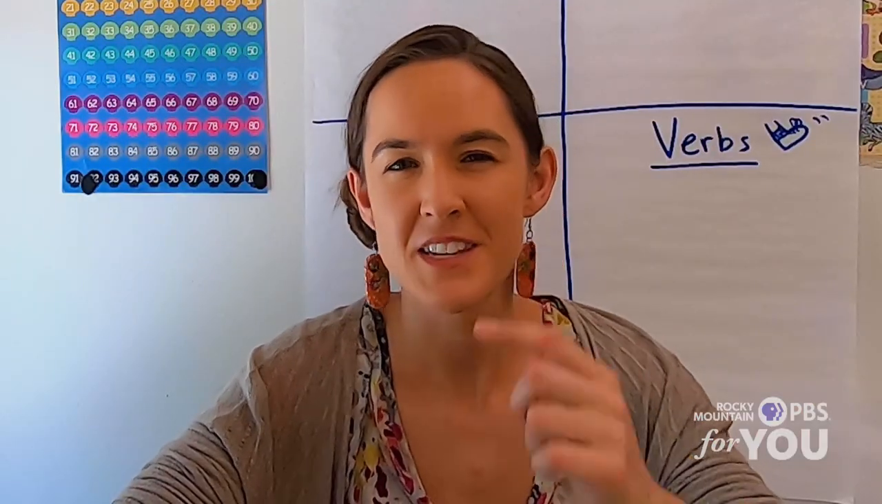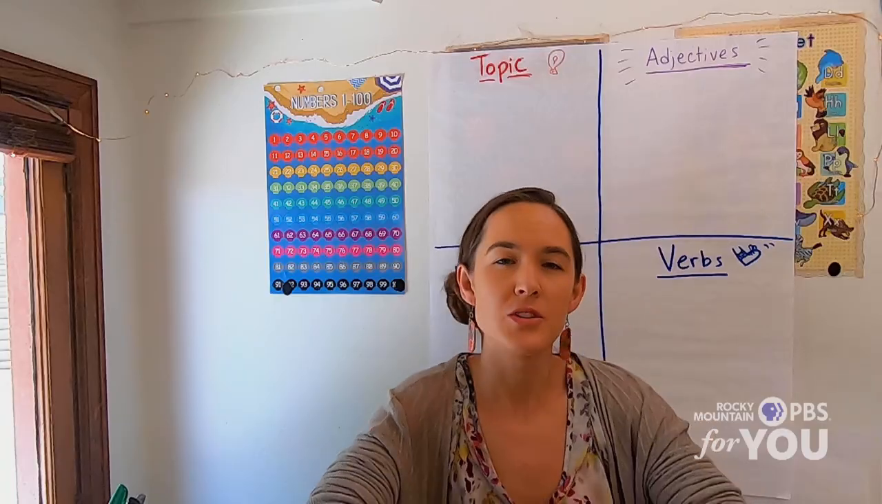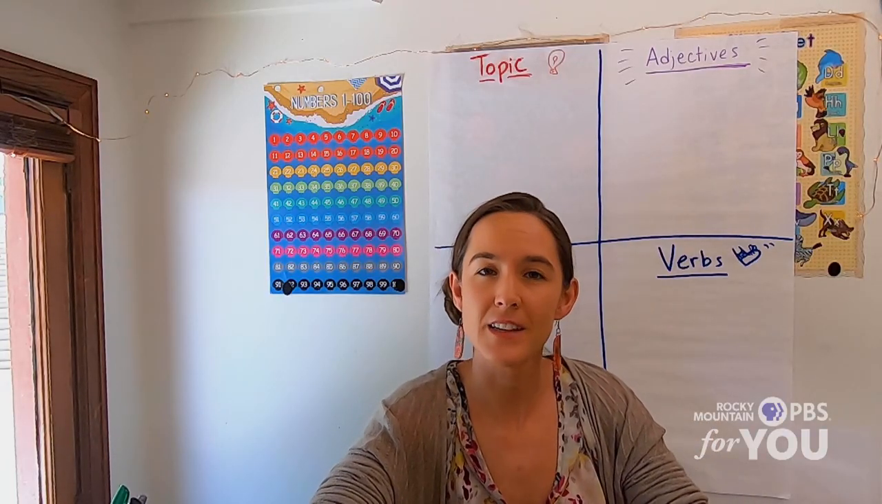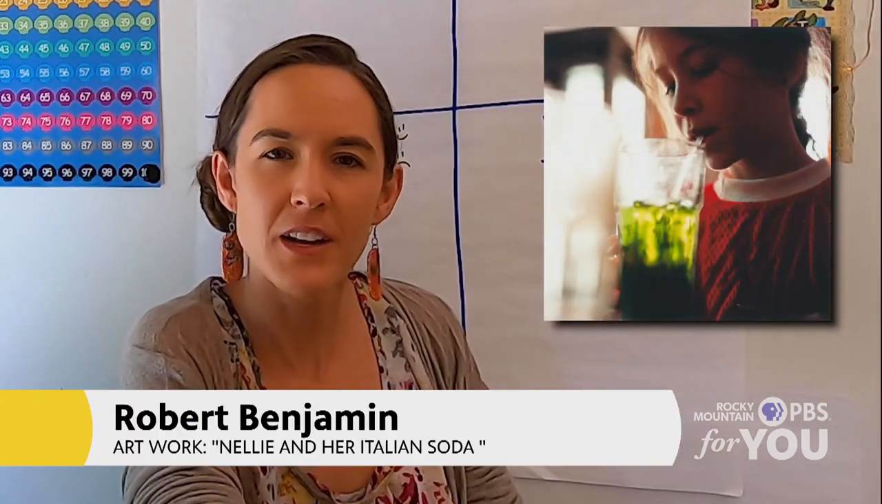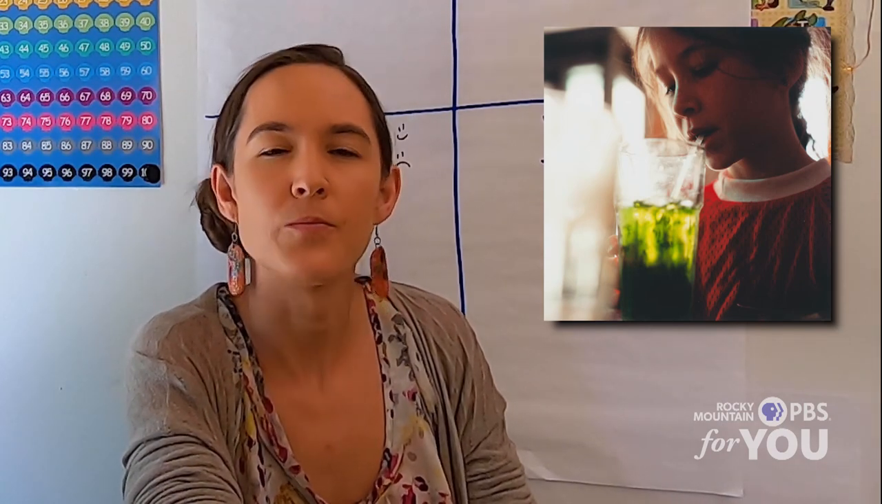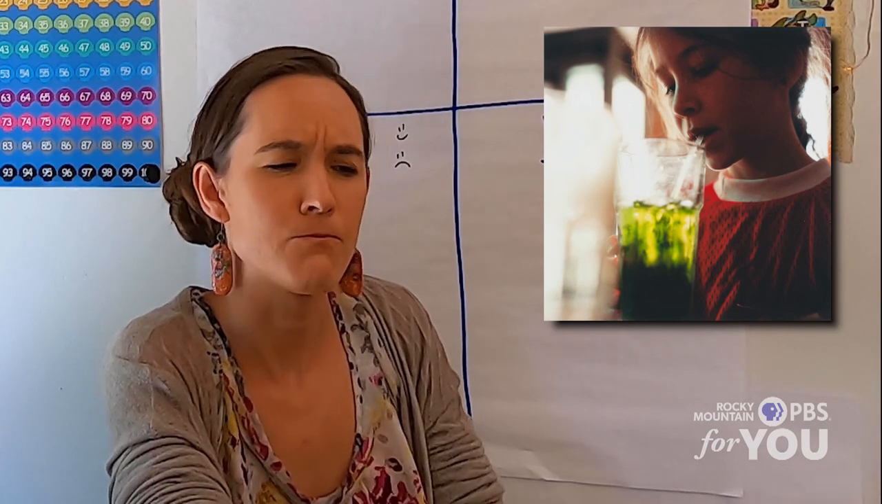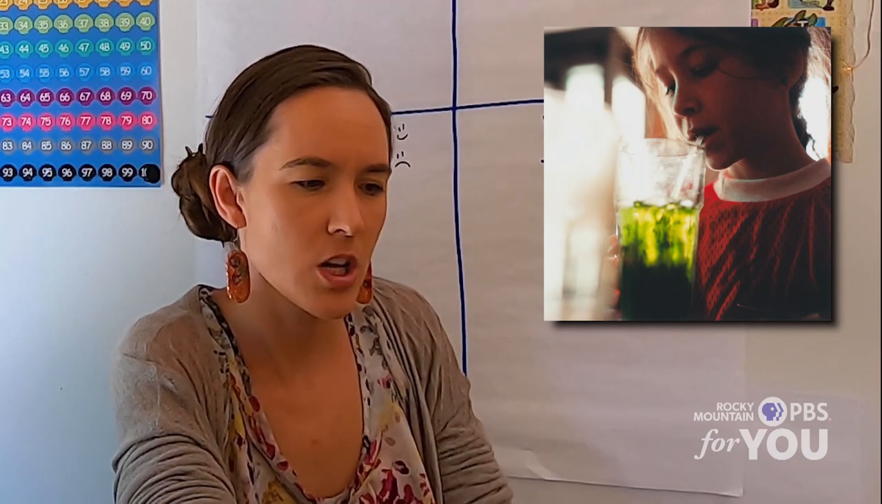Okay, to get our brains thinking like poets, we are going to use a photograph from the Denver Art Museum. This photo is called Nelly and Her Italian Soda, and I'm going to show it to you right here. I'm going to ask you some questions about this photograph. Who do you see in it? There's a little girl. What is she doing? She is drinking a soda. What colors do you see? I see some red, some green, some peach color.